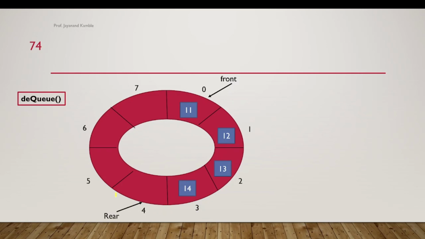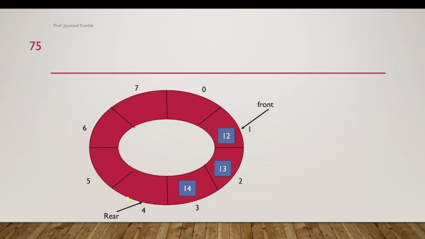Is the enqueue operation clear to everyone? How the value of rear is increased? Clear? Now let's talk about the DQ operation. What does the DQ operation do? It removes the element from the front of the queue. Now what is the value of front? 0. Front is pointing to index 0. So the first DQ will delete 11. Now front should be increased by 1, so front should point to 1. That means element 12. So now see here, front is pointing here.